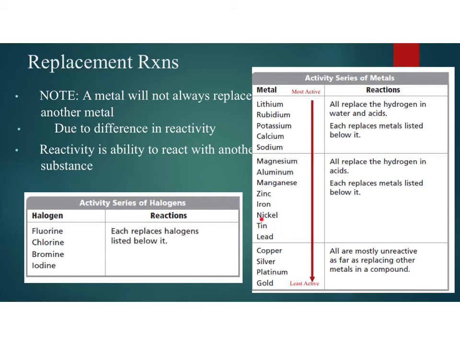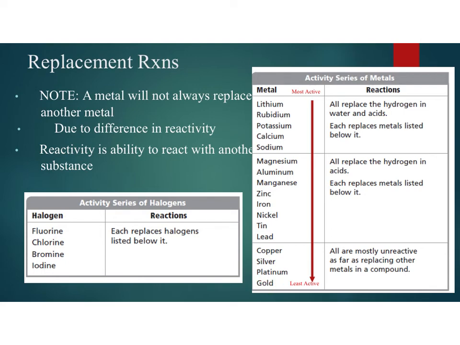So notice when I get to this group of metals here, it says that these metals will replace the hydrogen in acids. Okay, it doesn't say anything about water, but it just says in acids, and each one will replace the metals listed below it. Now when we get down to this group here, it says all are mostly unreactive as far as replacing other metals in a compound. So pretty much copper can replace a gold, but when you get down here to gold, gold is not going to replace anything else.